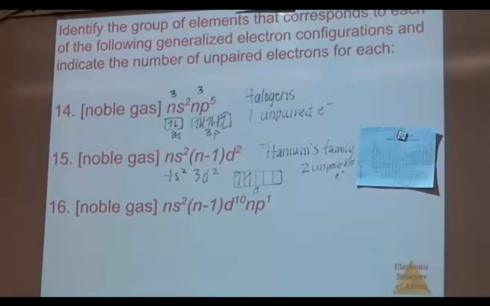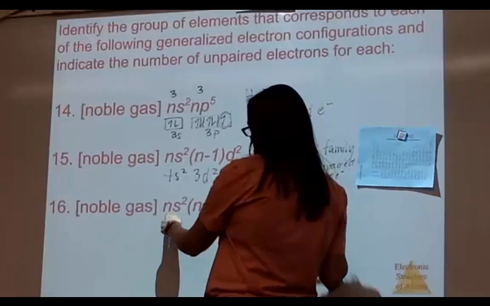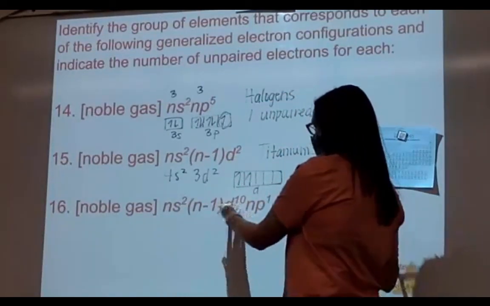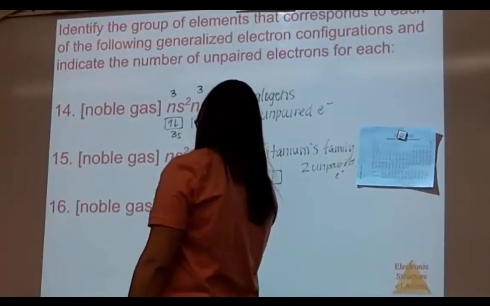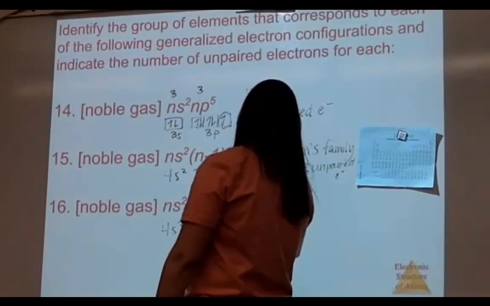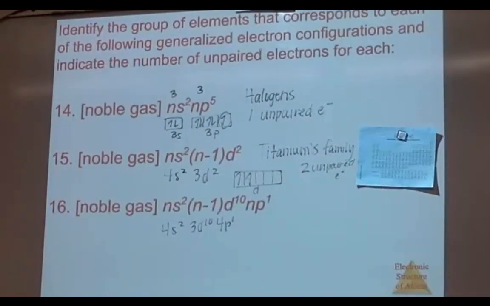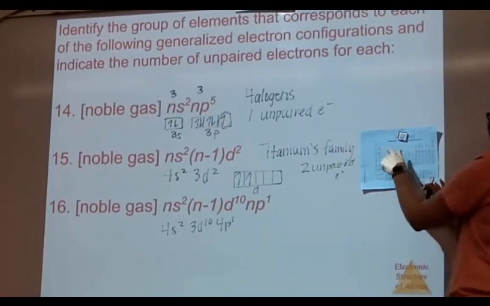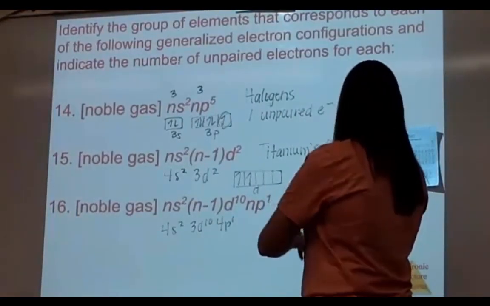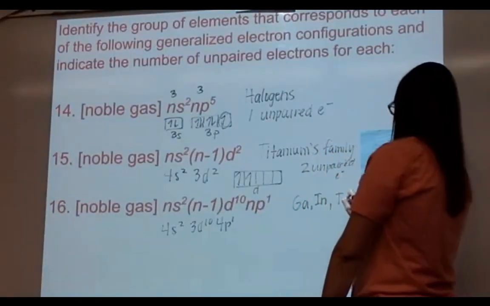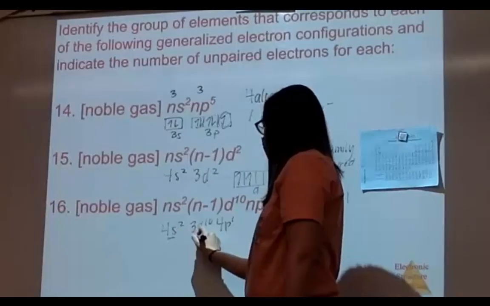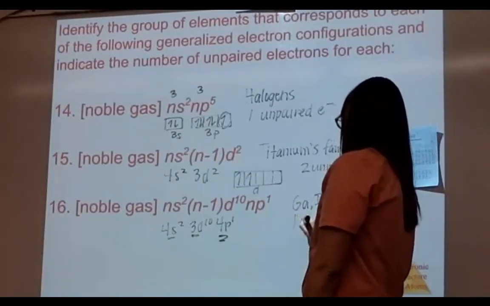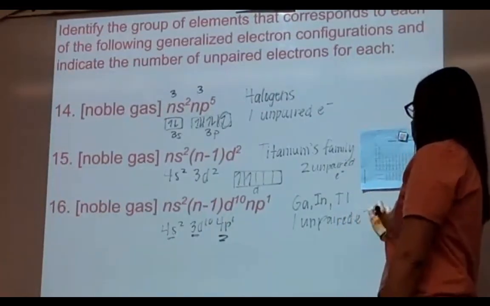And then if we look at the last one, again, plug in a number. We know this can't be 1 because we can't have 1p. This can't be 2 because we don't have 1d. Right, the first value we could actually put in here is 4. So if this is 4s2, 3d10, 4p1, that is gallium. Now again, it can't be aluminum or boron because there's no d in front of those. So this could be Ga, In, or Tl. And if I look at this, these are both filled. So how many unpaired electrons would we have? 1. And if you want to draw the orbital diagram, just to double check, you can.